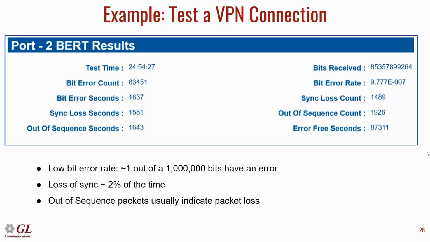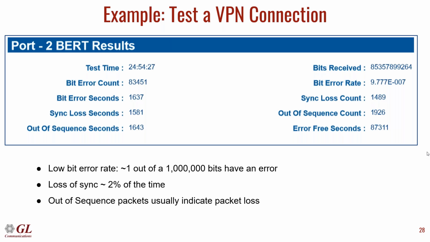We see that we had a little bit of sync loss, where the bit streams were out of sync. That happened about 2% of the time. And usually those out of sequence seconds mean that packets are being dropped, and so the expected packet is not received, and the next packet is received, so there are some out of sequence packets there as well. So the out of sequence packets indicate packet loss. These are just some cumulative statistics that the bit error rate test produces. There's actually a lot more statistics, but we didn't want to overwhelm you in this presentation, so we're just showing you the basics of a bit error rate test.